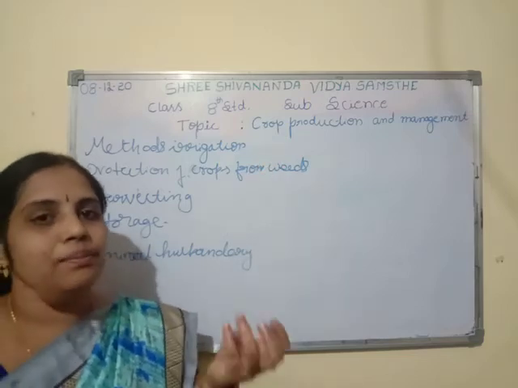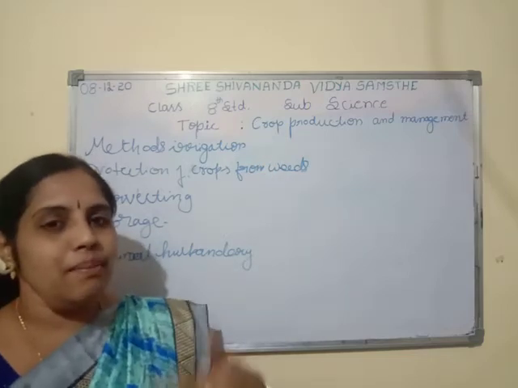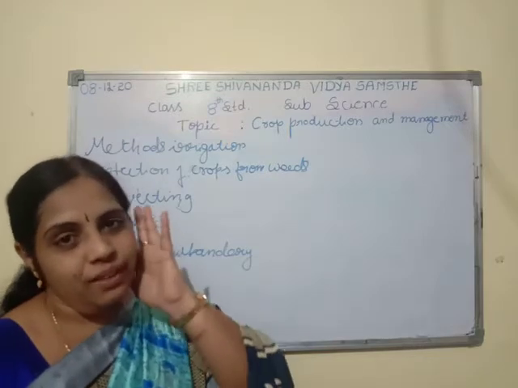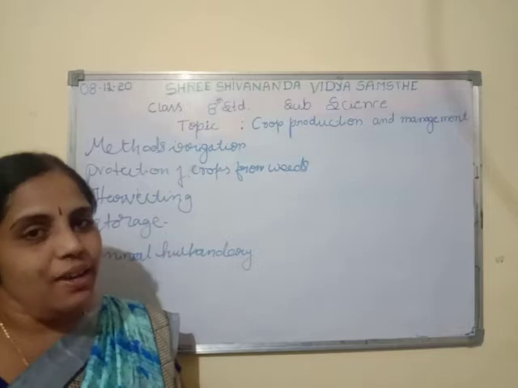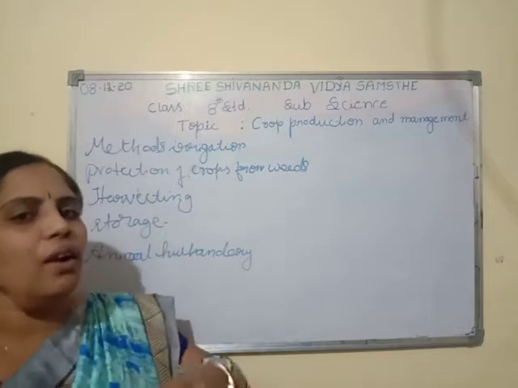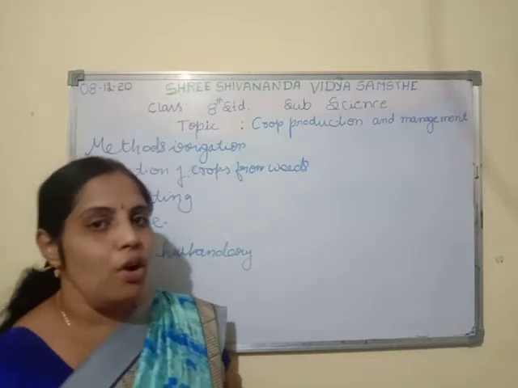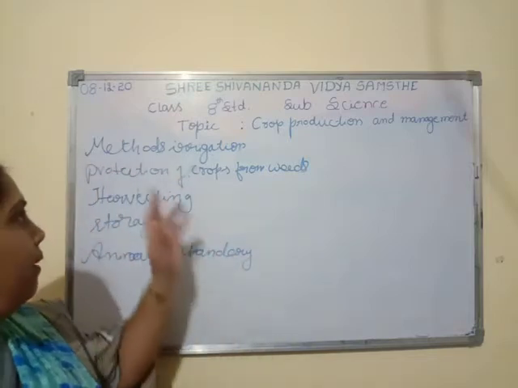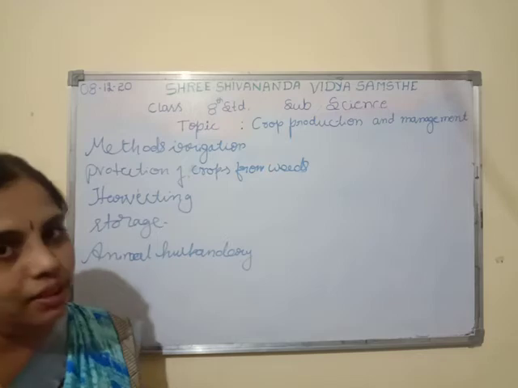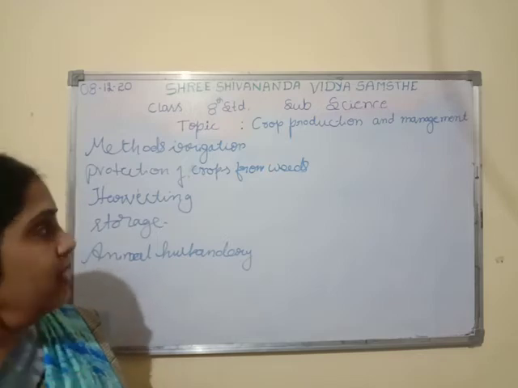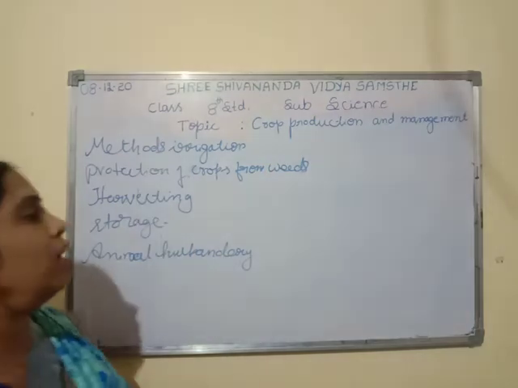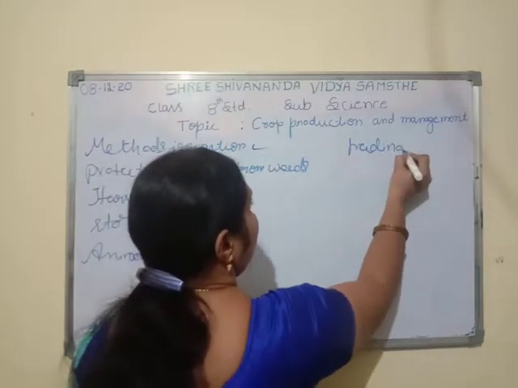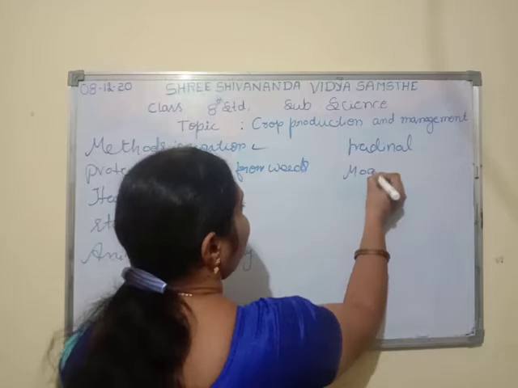What are the main sources of water? Well, river, dams. We store the water in large amounts in these sources of water, and this water is used for supplying agriculture. Let us see what the methods of irrigation are. There is the traditional method and there is also the modern method.